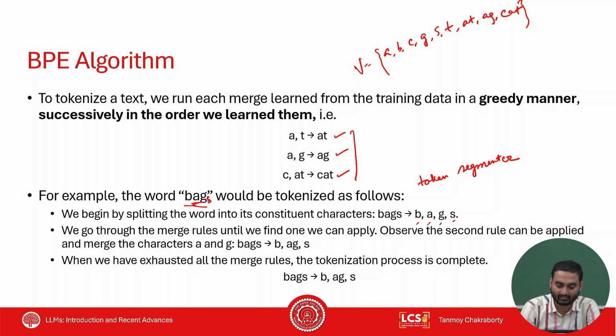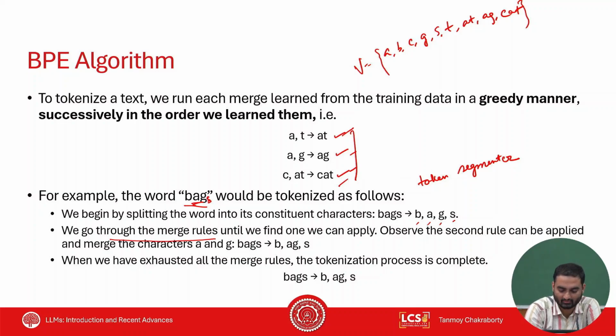But remember, the set of rules are applied in sequence, right? We'll first apply this, then this, and then this. The way we curated the rules, the same way we apply and execute the rules. It is not the case that we first apply C comma AT and then A comma T. No, the sequence in which we curated the rules will also be used to execute those rules.